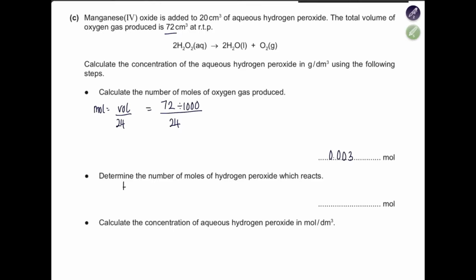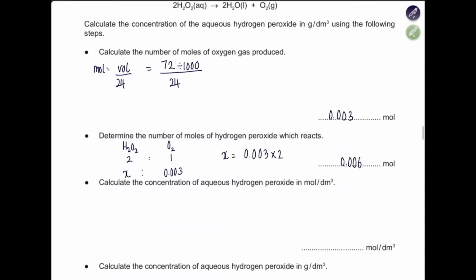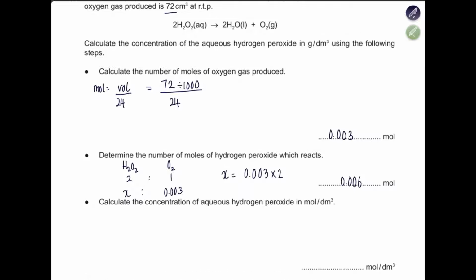Next, determine the moles of hydrogen peroxide which reacts. So what is the ratio between H2O2 and oxygen? Since we know the moles of oxygen, it would be 2 to 1, 0.003 to X, and we get 0.006. Next, calculate the concentration of aqueous hydrogen peroxide in moles per decimeter cube. So what is the formula for concentration? It is moles divided by volume.